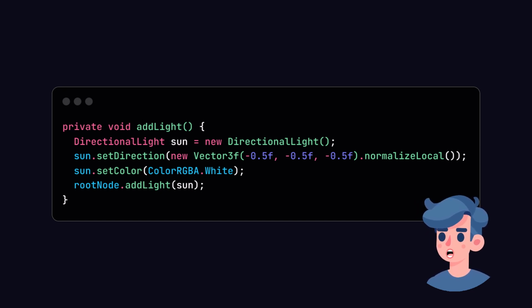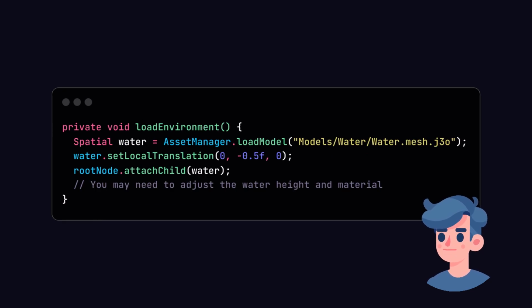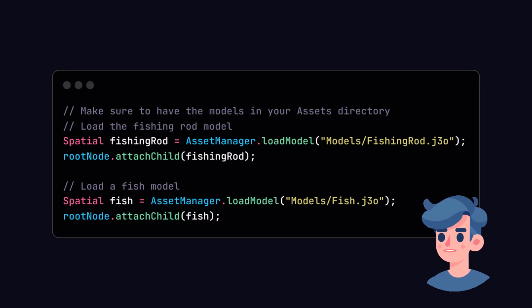Good lighting is crucial for enhancing the visual appeal. Now we'll set up a simple water surface. JMonkey Engine has built-in water filters that we can use to create realistic water effects. Next, we want to set up our fishing rod and fish models. You can import models from Blender or use free models available online.